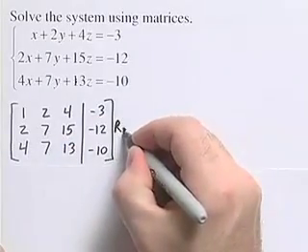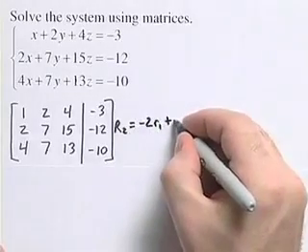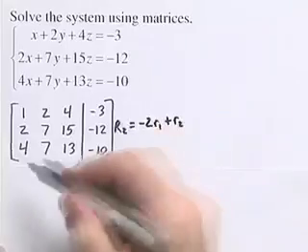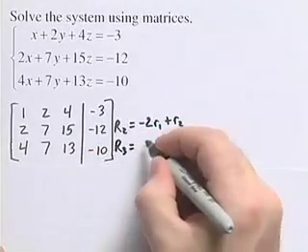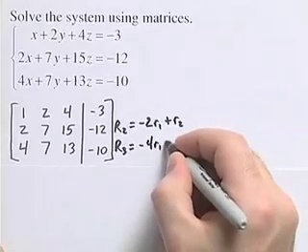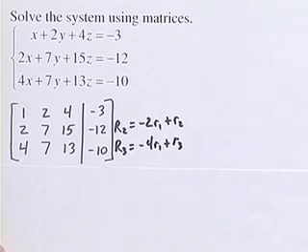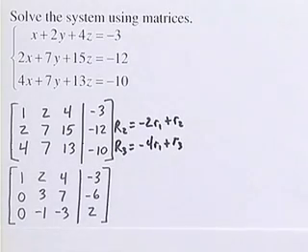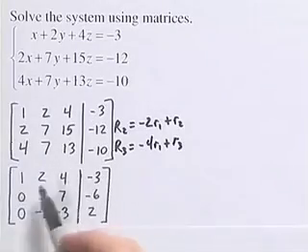Our new row 2 will equal negative 2 times row 1 plus row 2. And we can change row 3 at the same time. Our new row 3 will equal negative 4 times row 1 plus row 3. If we perform those operations, we'll get the following matrix. We haven't changed our first row, so we just rewrite that.